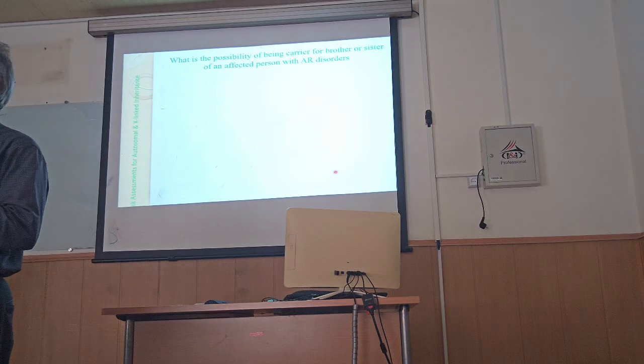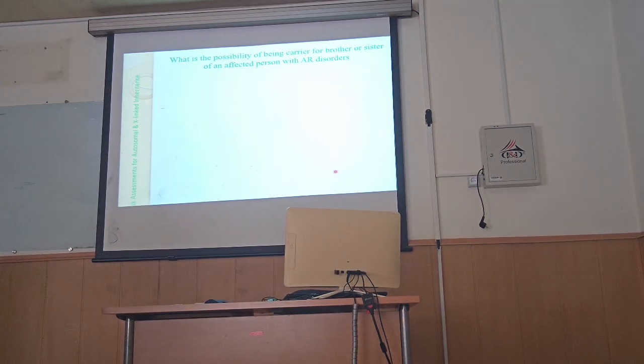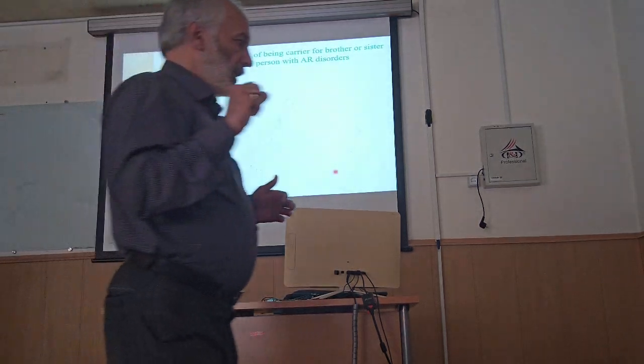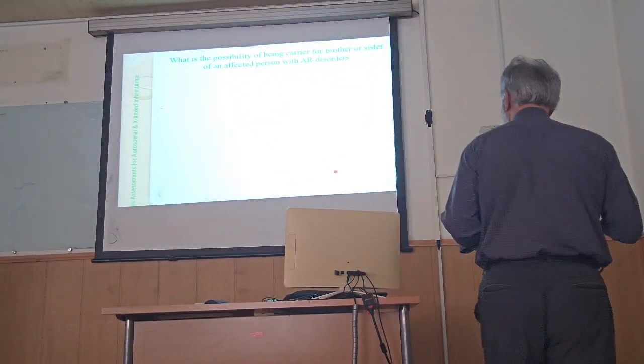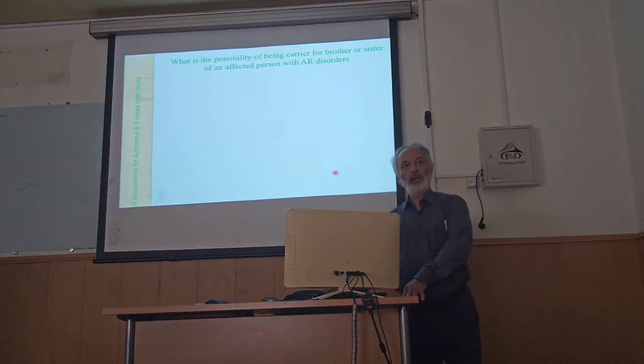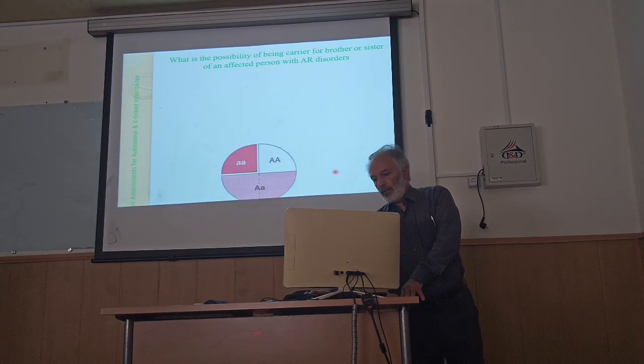For an affected individual, father and mother are obligatory carriers. Brothers and sisters are healthy. But we want to know what's the percentage of being a carrier. Actually the chance of being a carrier is 2 out of 3. Why?